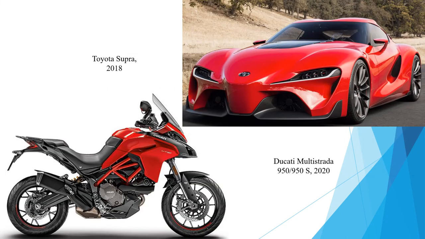So students, here you can see a picture of a four-wheeler and a picture of a two-wheeler. The four-wheeler is the Toyota Supra model, which was launched in the year 2018, and the two-wheeler is the Ducati Multistrada 950 or 950S, which was launched in 2020.